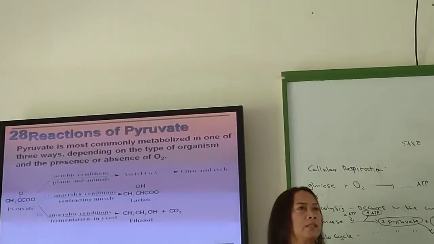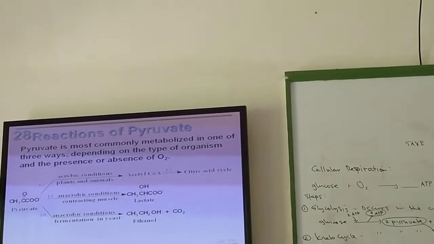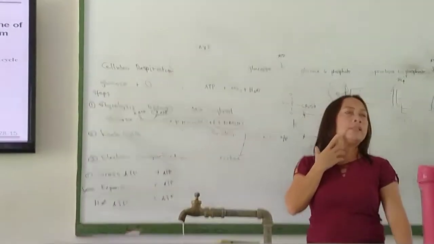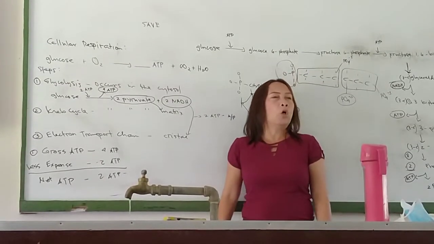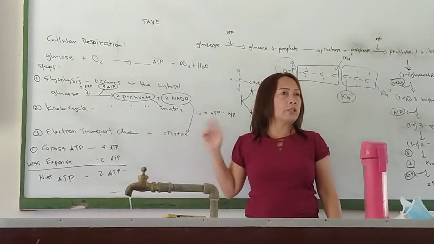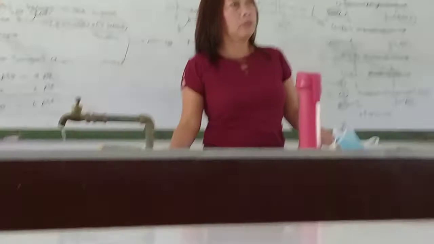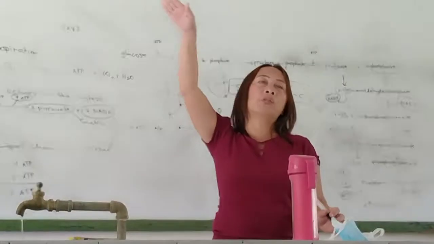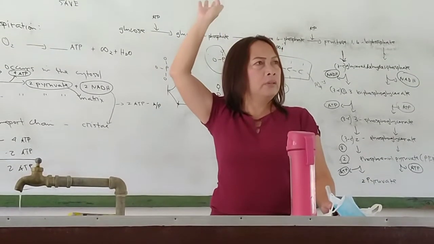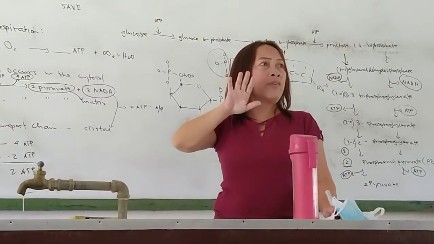Okay, now class, when the cell runs out of oxygen, what will happen to pyruvate? Because, listen, when the cell brings the pyruvate to the matrix, this requires oxygen. Now, say for example, a person is indulging in strenuous activities like mountain climbing. When you go up the mountain, there is less oxygen. Why is there less oxygen? Actually, there is abundant oxygen around, but why can't it get in? What happens to the atmospheric pressure when you go up?